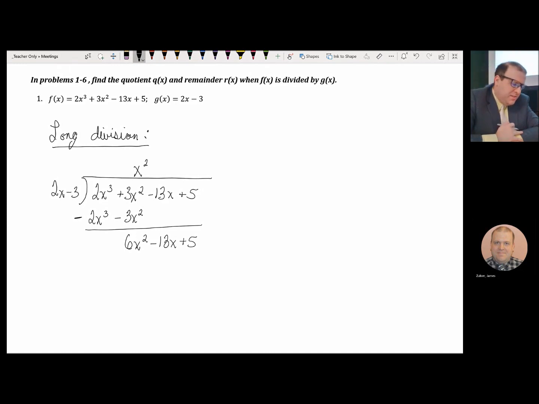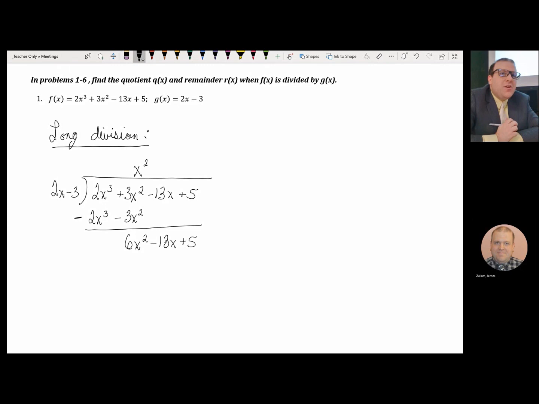Left with 6x squared minus 13x plus 5. You look at that and you go, what is the degree of that? What's the degree of the divisor? Is the degree of the divisor larger than the degree of this new dividend? Nope, so we have to keep going.